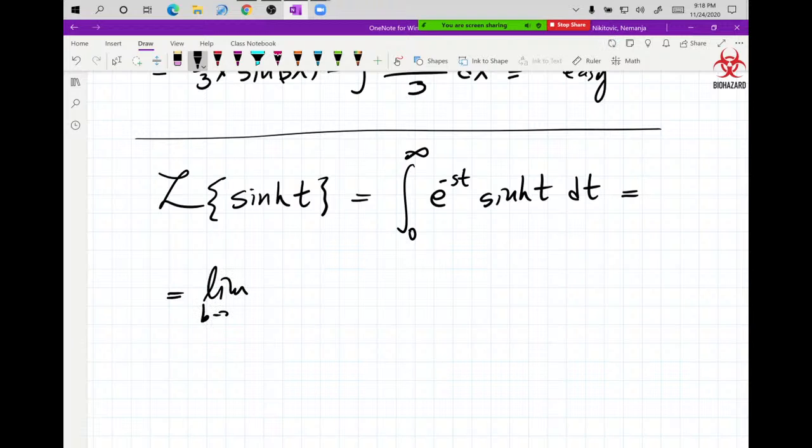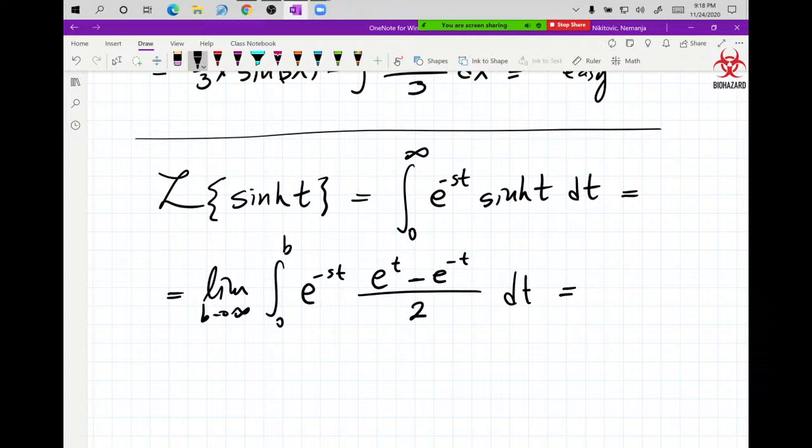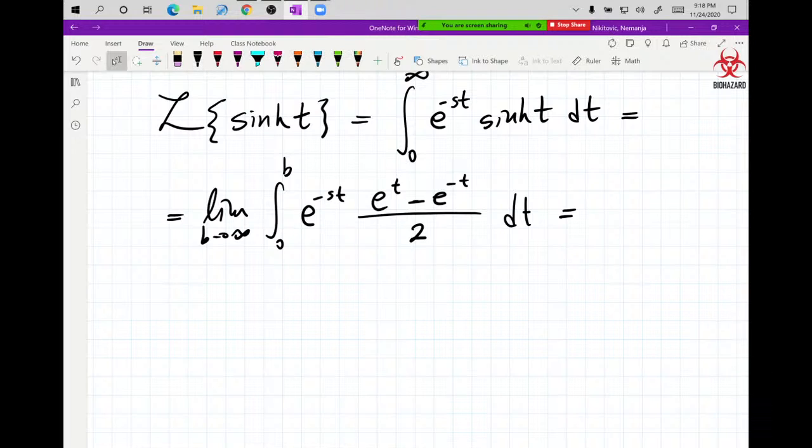So you'll have the limit as b goes to infinity, integral from 0 to b, and now e to the negative st, and your sine hyperbolic is written as (e to the t minus e to the minus t) over 2 dt. And this really eliminates your integration by parts, because you can distribute the e, and you can kick the half all the way in front of the limit, which eliminates other calculations. So when I kick 1/2 outside, that's done.